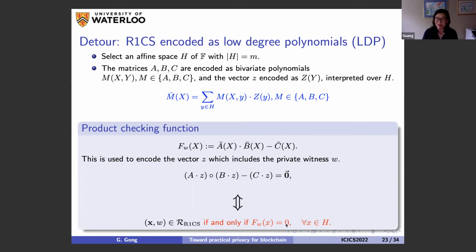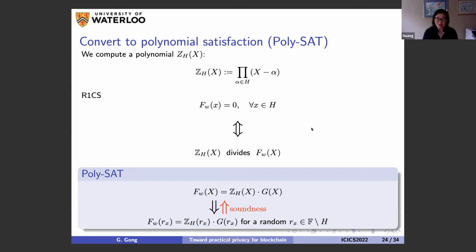Then we will verify whether this is a zero polynomial for all inputs in the affine space H. Second, we convert to the polynomial satisfaction. Because of H, we put all zeros in this polynomial, and then you can compute this polynomial. So this equals 0, which means this polynomial divides this.